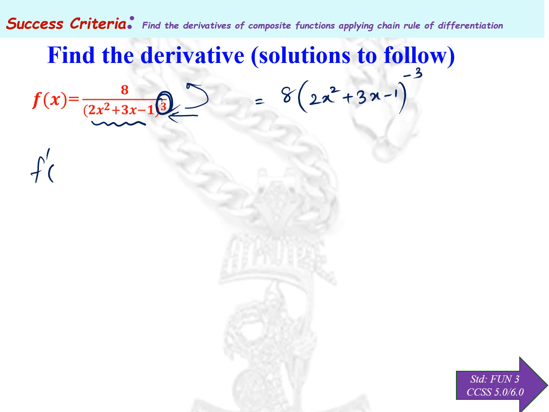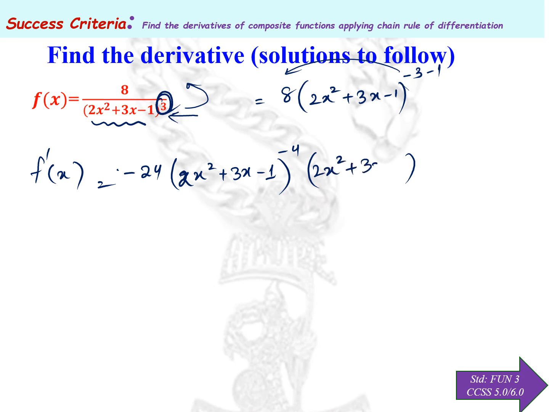Now take the derivative applying the power rule of differentiation. Minus 3 times 4, 8, that gives you minus 24. Write the inner function 1 time as it is. From the power subtract 1, which means negative 1, negative 3, negative 1 gives you negative 4. Now write the inner function without any power and put a prime on the top. So you will get negative 24.